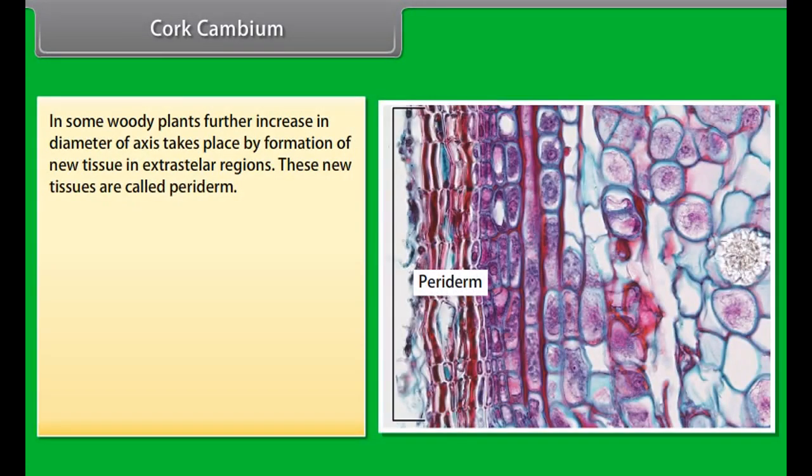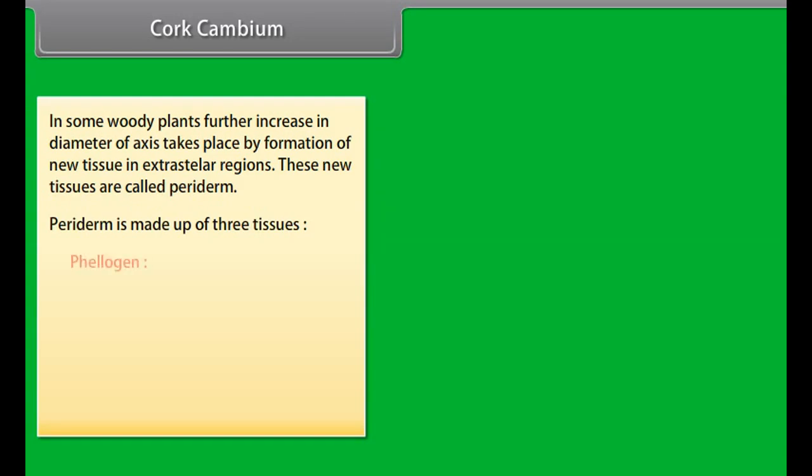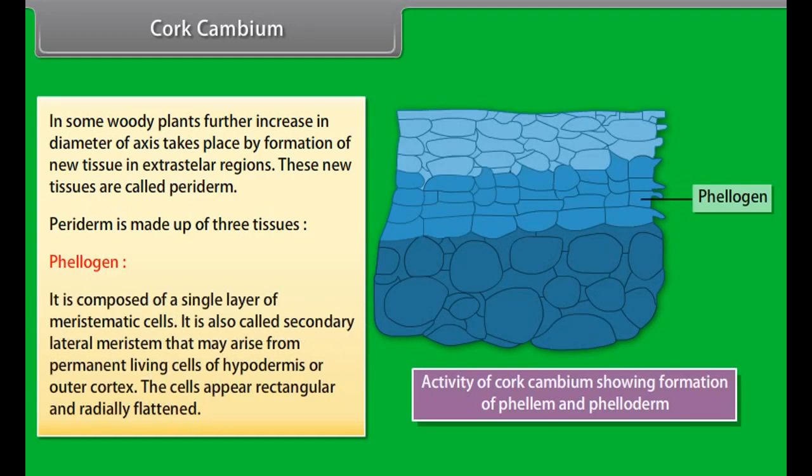Cork cambium. In some woody plants, further increase in diameter of axis takes place by formation of new tissue in extrastellar regions. These new tissues are called periderm. Periderm is made up of 3 tissues. Phellogen. It is composed of a single layer of meristematic cells. It is also called secondary lateral meristem that may arise from permanent living cells of hypodermis or outer cortex. The cells appear rectangular and radially flattened.